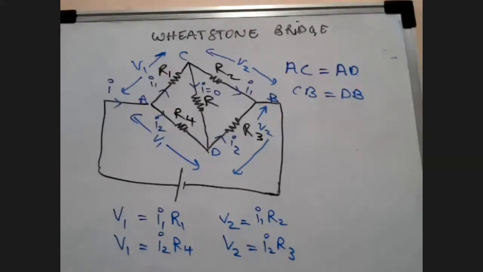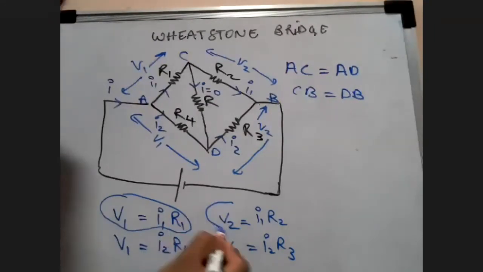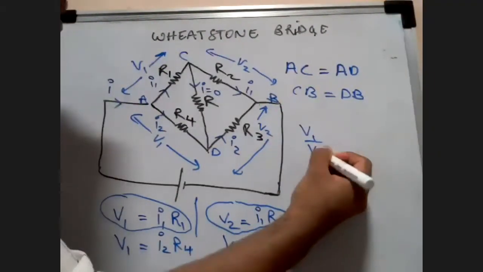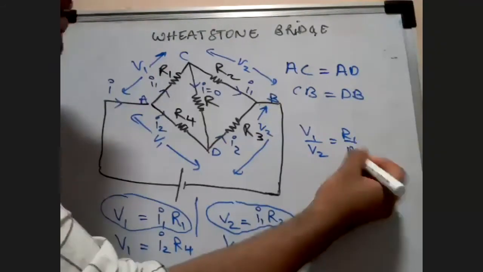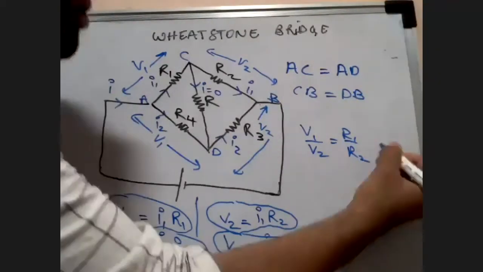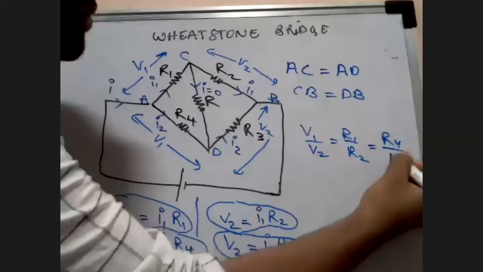Okay, so now look here. If you take the ratio of this V1 with this V2, what will you get? V1 upon V2 equals what? I1 and I1 will get cancelled. If you take the ratio, we get R1 upon R2. So V1 by V2 is equal to R1 by R2. Can I say the same for the other thing also? Over here, if I take these two ratios, what will I get? R4 by R3. So can I say it is R4 by R3 here?